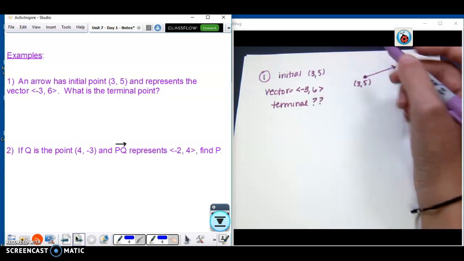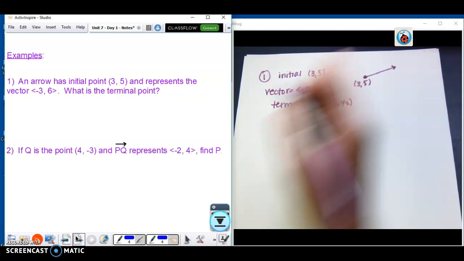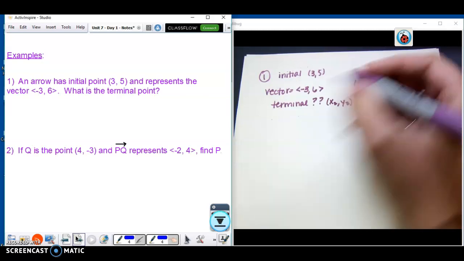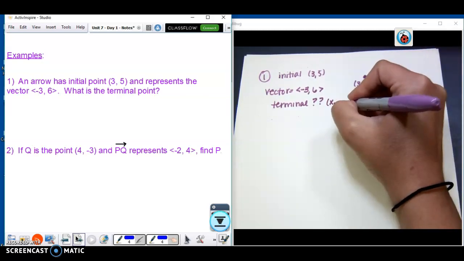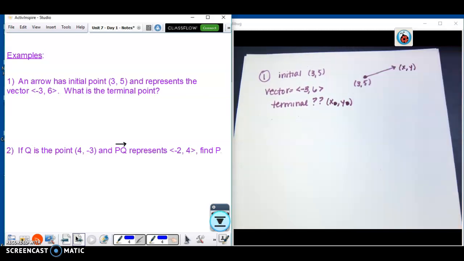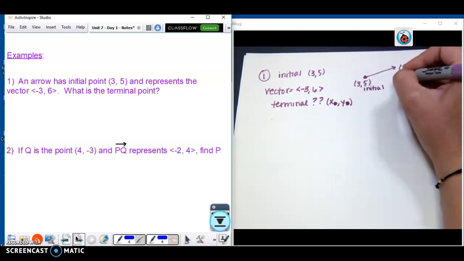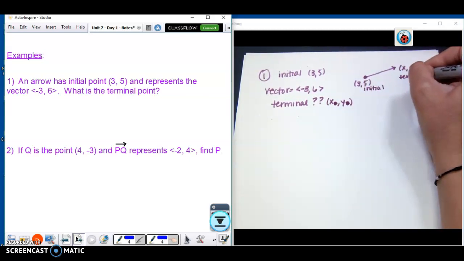Okay, so I'm going to call my terminal point x2, y2. And if you don't want to use the x, let's just call it x, y, because that's what we're missing. So I'm looking for x, y here, that ordered pair. So this is my initial. I'm missing my terminal, but I do know what my vector is.